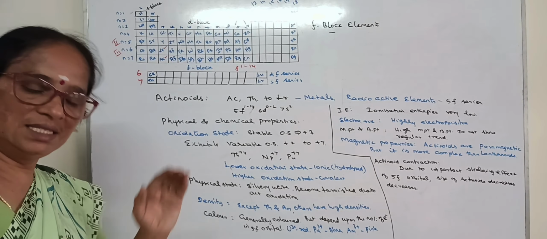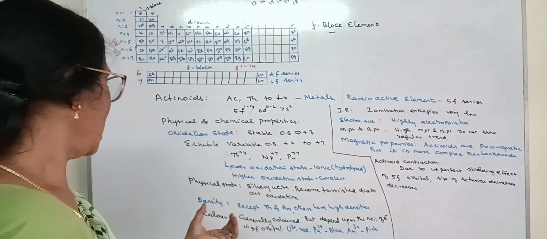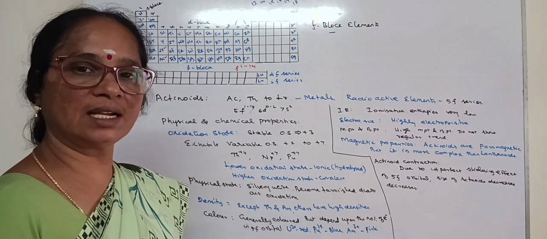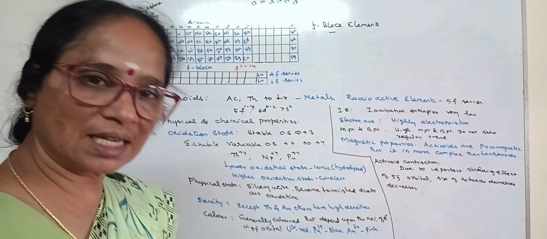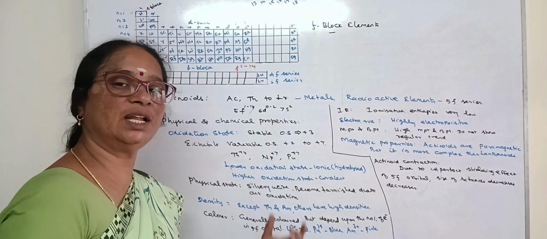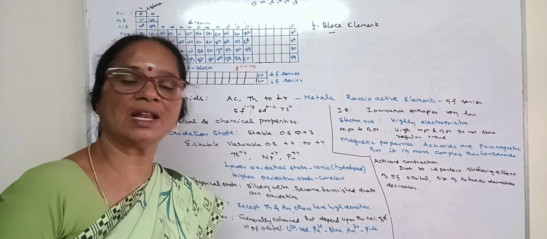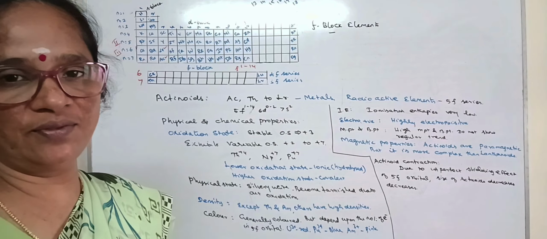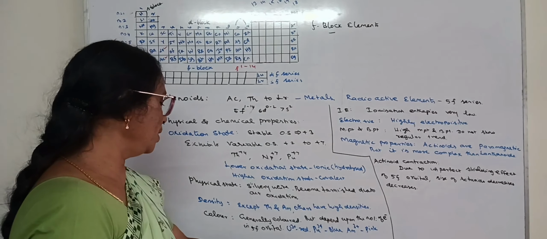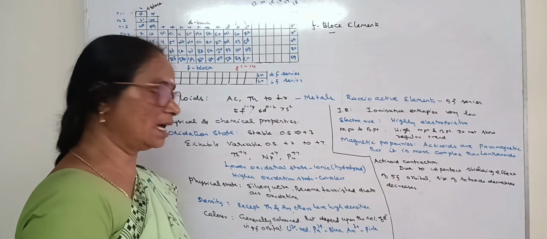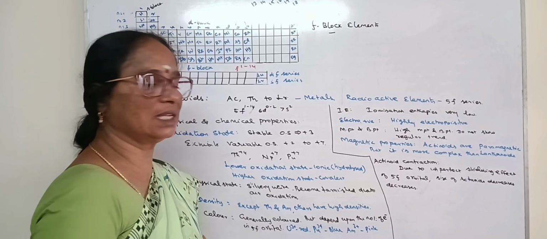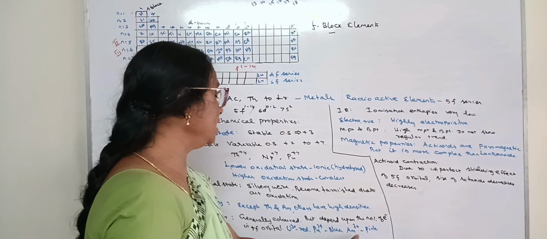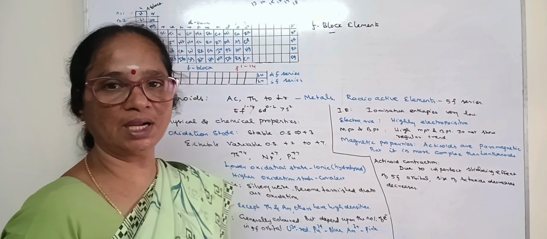Color: just like lanthanides, actinides are also generally colored in nature, but the color of the ions depends upon the number of electrons present in the 5f orbital. For example, uranium 3+ is red, plutonium 3+ is blue, and americium 3+ is pink.